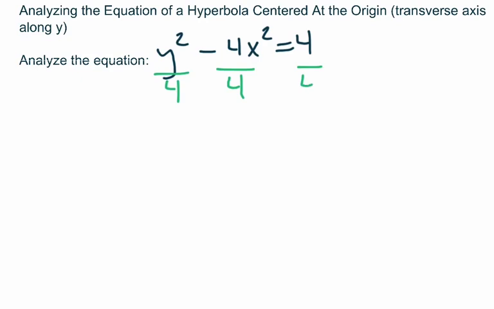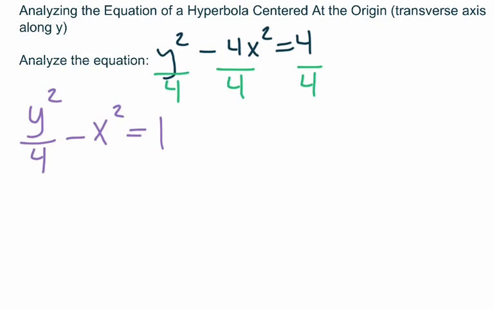Hello. In this video, we'll be analyzing the equation of a hyperbola centered at the origin, whose transverse axis is along the y-axis. Let's analyze the equation y squared minus 4x squared equals 4. First, we'll divide 4 through the equation, and that will give us y squared over 4 minus x squared equals 1.